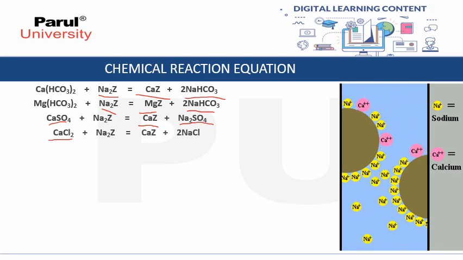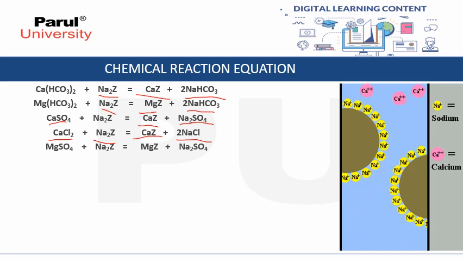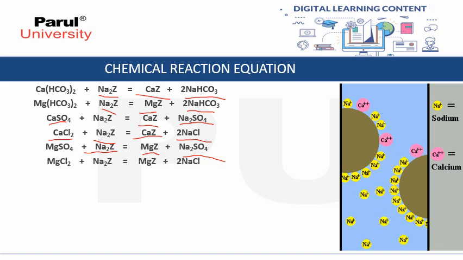If calcium chloride is present as a dissolved salt, it will again react with the zeolite, and the sodium will be replaced by calcium, and it will form 2 moles of sodium chloride. Similarly, if magnesium sulfate is present in hard water, it will react with the zeolite or permutit, and the sodium ion is replaced by magnesium, and it will form the byproduct Na2SO4 again, which is neutral. If the hard water contains magnesium chloride, it will react with the zeolite, and the sodium will be replaced by magnesium, and 2 moles of sodium chloride, 2 NaCl, are formed, which go into the water.